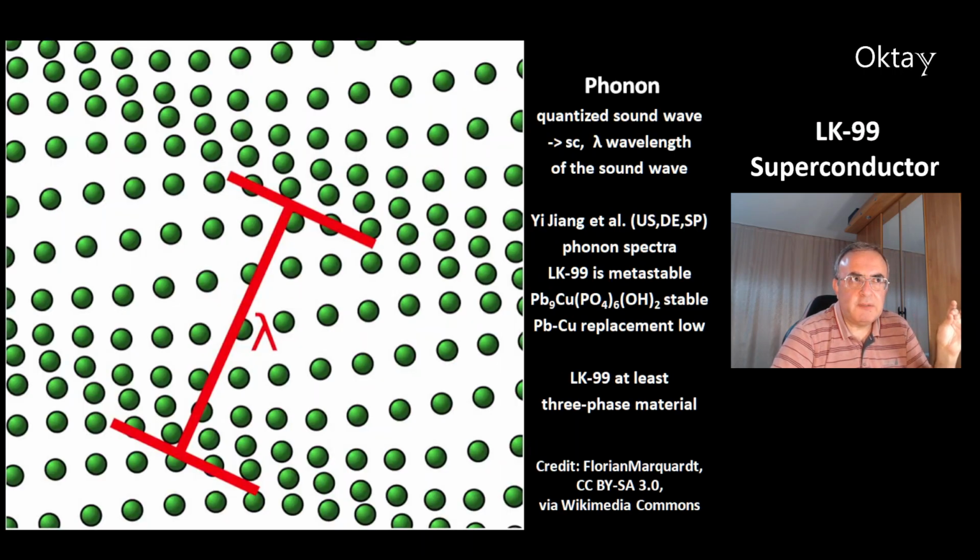This is a picture of a phonon, which is a quantized sound wave. This is very important for superconductivity. Lambda is the wavelength of the sound wave. There's a work of ZhiXiang and colleagues from Germany, USA, and Spain. They made phonon spectra of LK-99, and they think that LK-99 is metastable. The stable compound, according to them, is lead copper phosphate hydroxide. And this group thinks the copper replacement in LK-99 is very low. Their samples were at least three-phase materials.